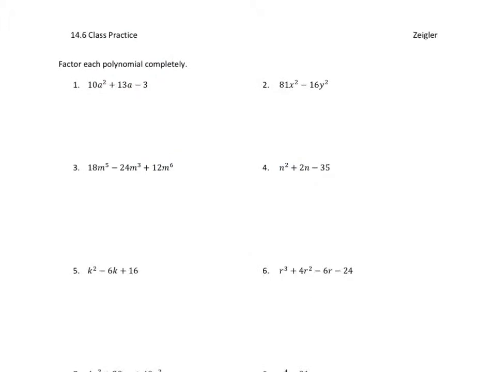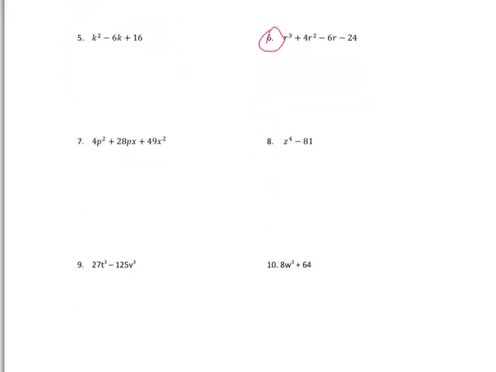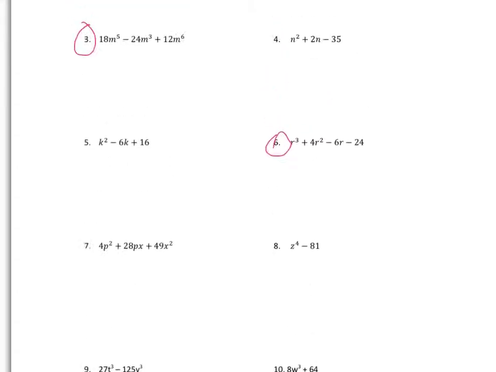Turn to your 14.6 class practice and circle everything you think might need to be done with grouping. Go ahead and pause the video to do that. Okay, you should have circled 1, 3, and 6. 2 is a binomial, so grouping won't work for it. 4 and 5 have a 1 in front, so they couldn't possibly work. And then 7 you might have circled, but you needed to ask, is it a perfect square trinomial? And it turns out that it is. And the others are binomials, so they won't work.